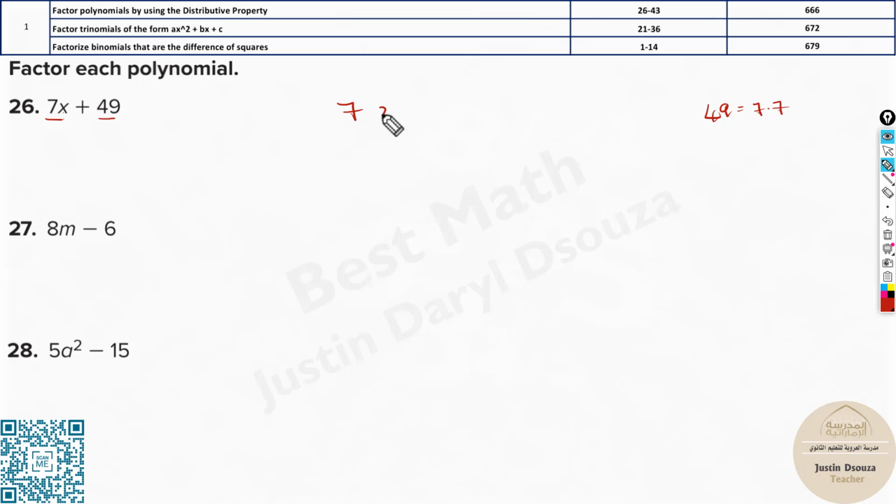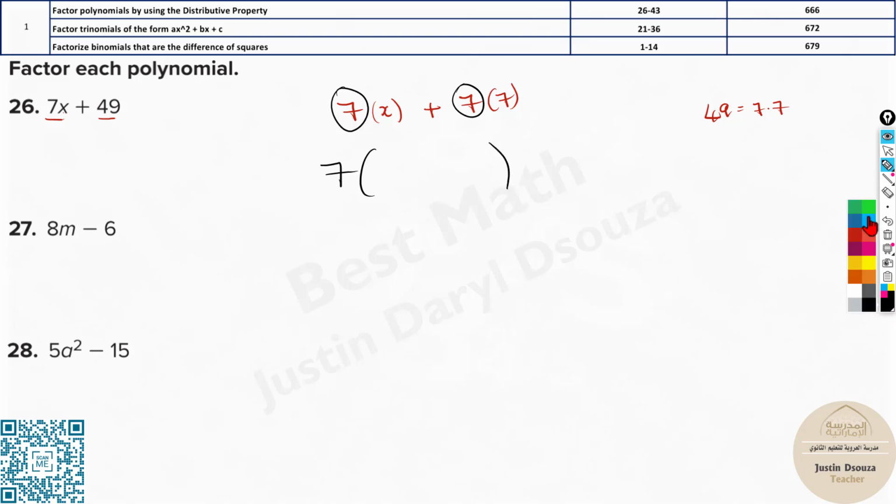We'll write 7x, and let's write a bracket, just to show that this is a common term. Now plus, you can write 7 times 7. What is it? 7 times 7 is 49. The same thing I've just rewritten like this. Now whenever you have common terms like this, 7 and 7 is common here, it can be removed outside. And then what does remain inside? If 7 is taken off from here, only x is remaining, plus 1 7 is remaining. So this is the factored form using the distributive property.